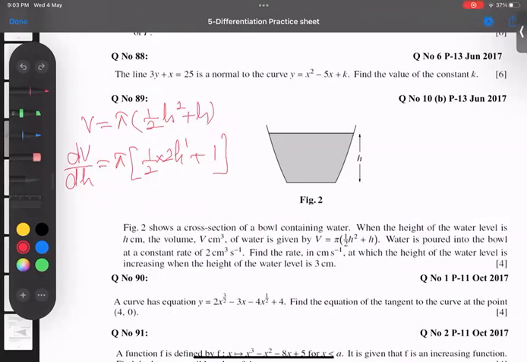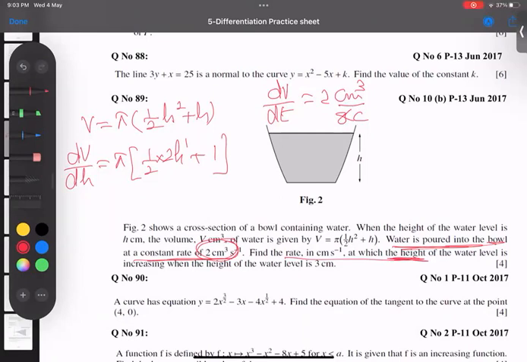Now, what is my question? Read the statement, please. Water is poured into the bowl at a constant rate of 2 centimeter cube per second. So it means dV by dt is 2 cm cubed per second. Centimeter cube represents volume and second represents time, so you can understand the parameters from here. And find the rate of height increase. So dH by dt is my target.